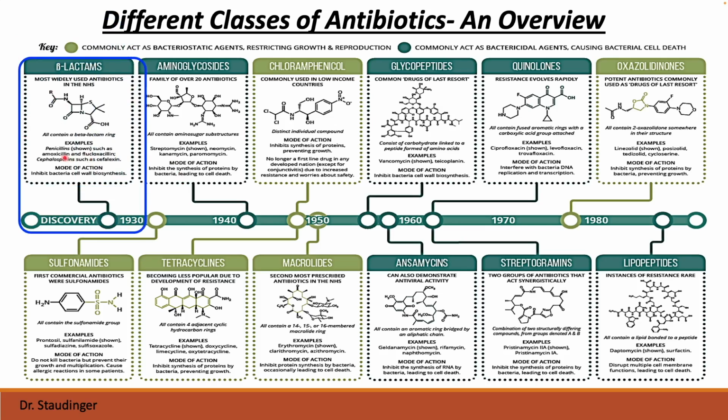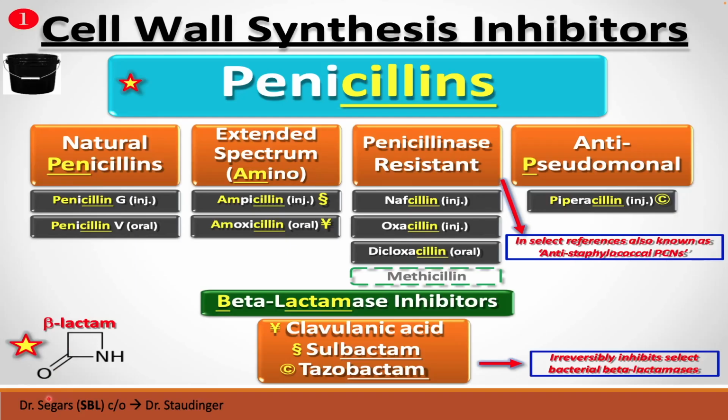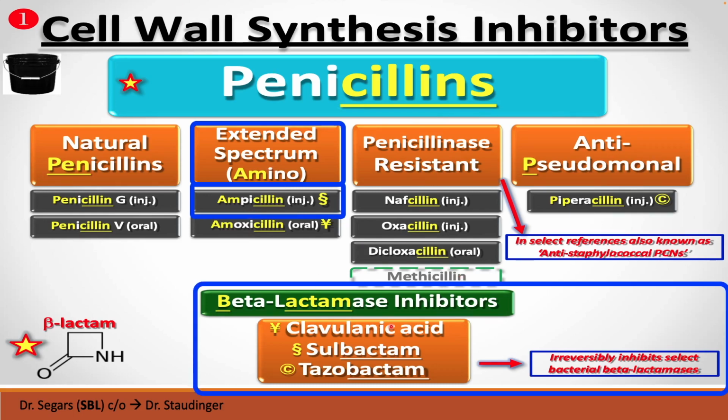One example, Ampicillin. Please recall Dr. Seeger's Skin, Blood, Lymph lecture. I've taken a slide from that lecture to emphasize the fact that Ampicillin is an extended spectrum antibiotic. A little bit later, I'm going to emphasize the use of cell wall synthesis inhibitors with beta-lactamase inhibitors due to bacterial resistance.